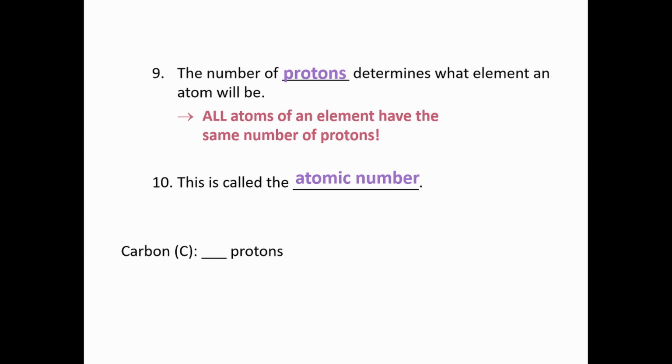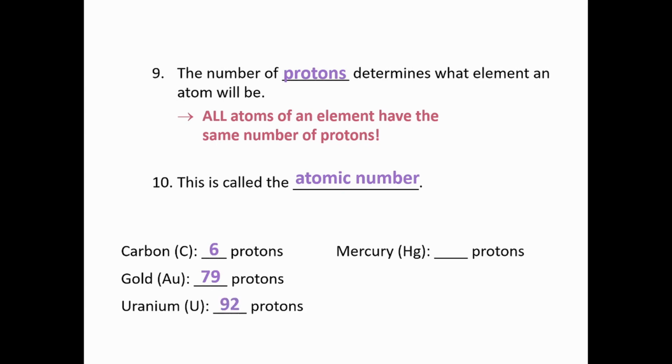So let's look at a couple examples. We have carbon that has 6 protons, gold has 79, uranium 92, mercury 80, iodine 53, hydrogen just 1. So all of these elements, their atomic numbers are the numbers you see there. Carbon has 6 protons, so its atomic number is 6.